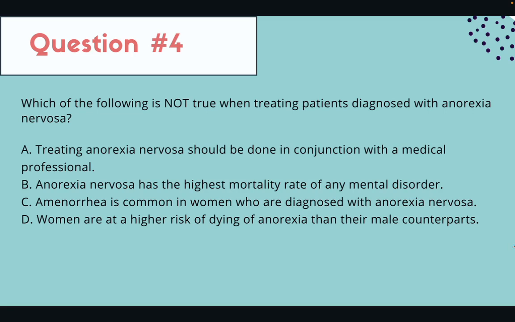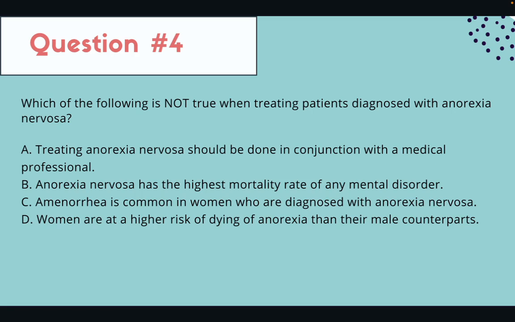Question number 4, and this one's really tricky, but you need to have some knowledge about anorexia nervosa, and you need to be able to apply it to the following examples. Which of the following is not true when treating patients diagnosed with anorexia nervosa? A, treating anorexia nervosa should be done in conjunction with a medical professional. B, anorexia nervosa has the highest mortality rate of any mental disorder. C, amenorrhea is common in women who are diagnosed with anorexia nervosa. Or D, women are at a higher risk of dying of anorexia than their male counterparts.